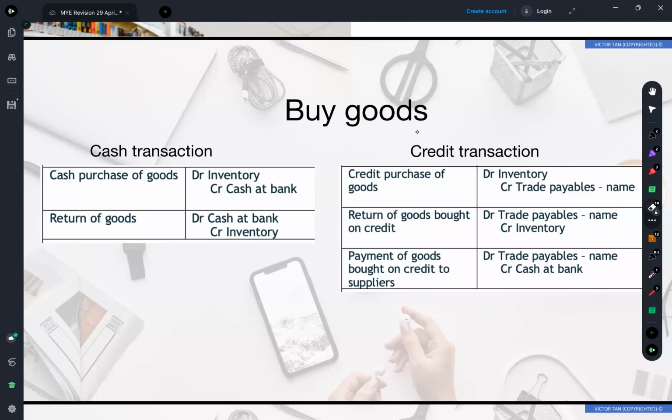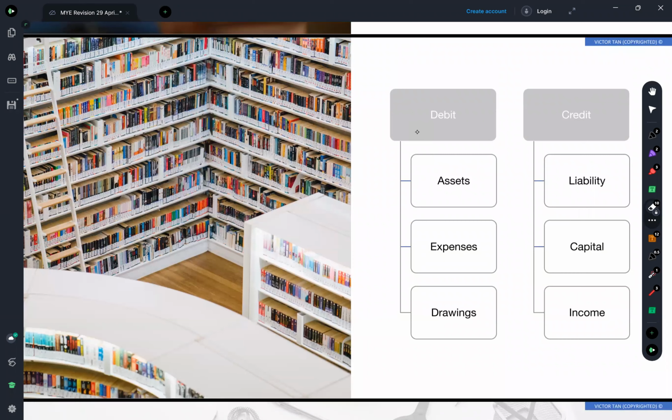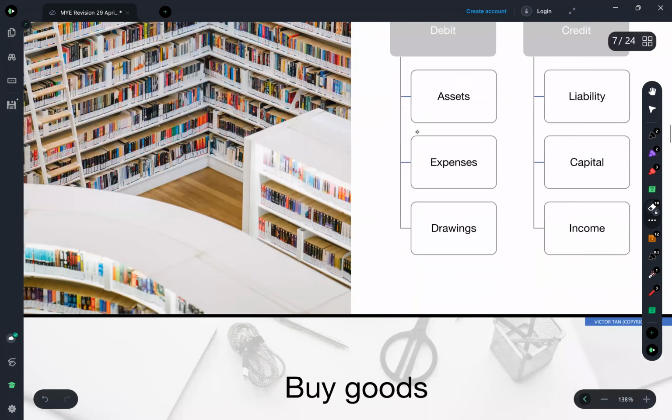The second type of business transaction is a credit transaction. You buy now, but you pay in the future. When you pay in the future, you owe your supplier money. I repeat, when you buy on credit, you owe your supplier money. When you owe your supplier money, it's a liability, so it's a credit. That's why you went through the first part: you need to know what is debit and what is credit. Asset is debit, liability is credit.